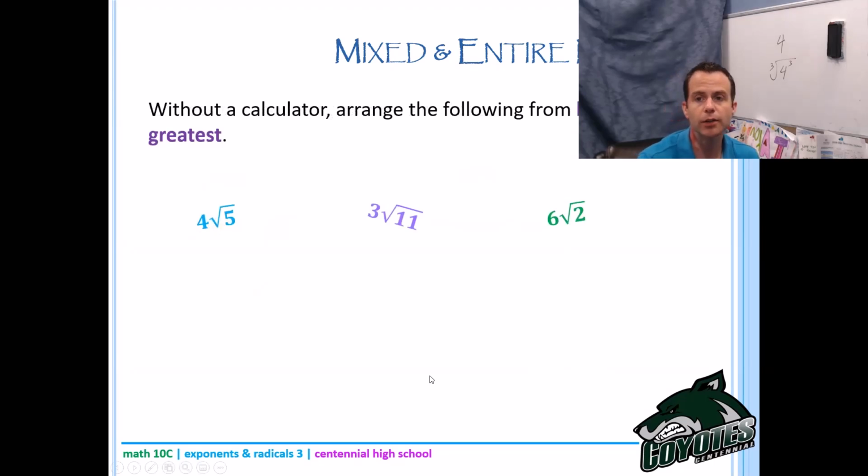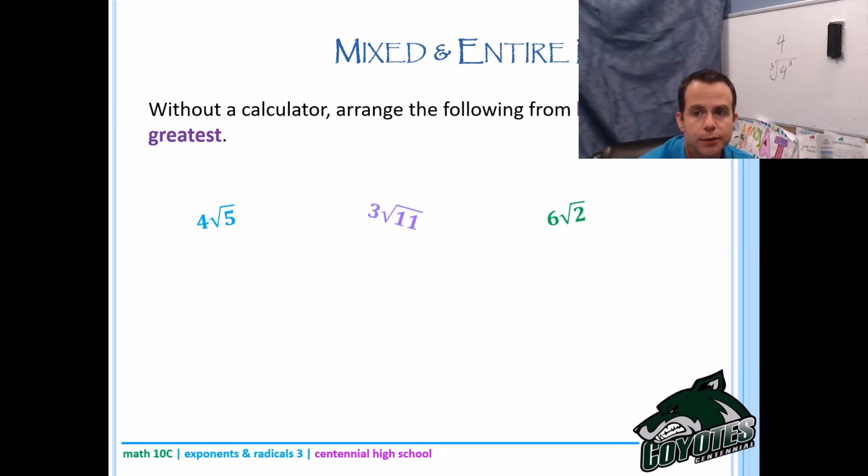All right, without a calculator, arrange the following from least to greatest. Well, I can't really judge who's bigger between 4 root 5, 3 root 11, and 6 root 2, because they're all in slightly different forms. If I was to convert all of these to entire radicals, then I can see very clearly who's bigger, okay?